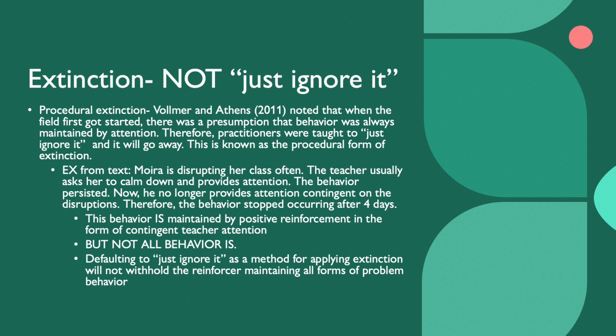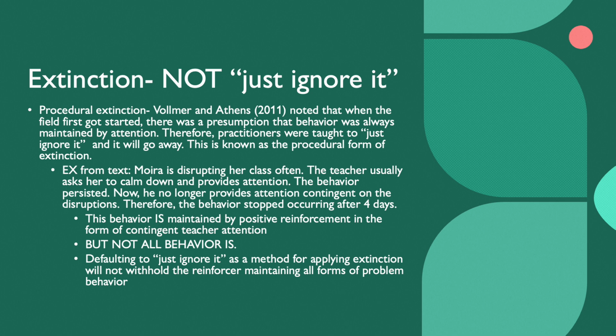Okay, so that assumption that if there's any form of problem behavior occurring, we should just ignore it is an incorrect way to apply extinction, and an incorrect way to think of extinction. And actually, it's very harmful to the field. It's very harmful to the clients that we're working with to assume that any behavior that they engage in just deserves to be ignored. That's not correct, and it's a misapplication of extinction.